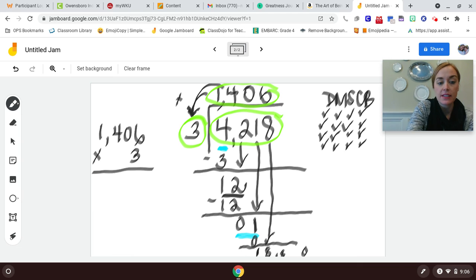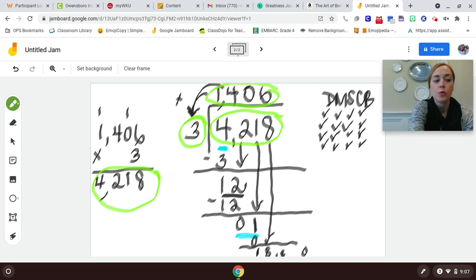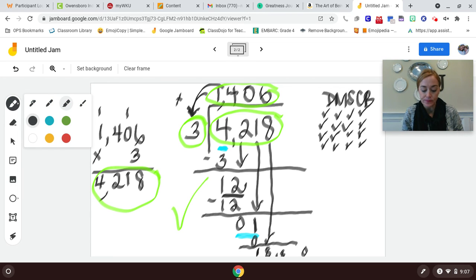So I know 3 times 6 is 18. So I'm going to put my 8 here and carry my 1. 0 times 3 is 0, but I have my 1 to add, so I'll bring my 1 down. 3 times 4 is 12, so I'm going to put my 2 here and carry my 1. And then 1 times 3 is 3, plus my 1 is 4. And I can see that my answers do match, okay? I got 4,218, which is my dividend, so I know that I'm right, okay?